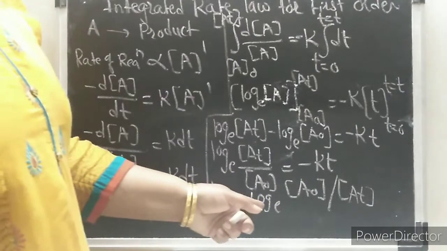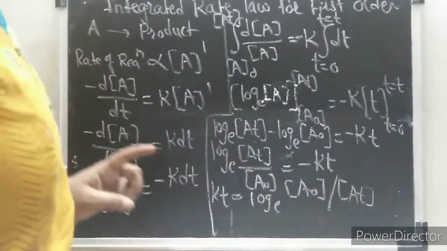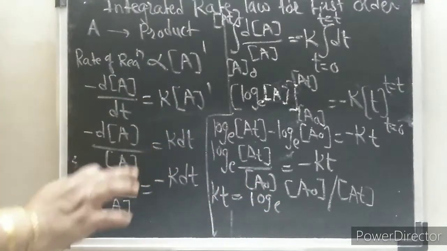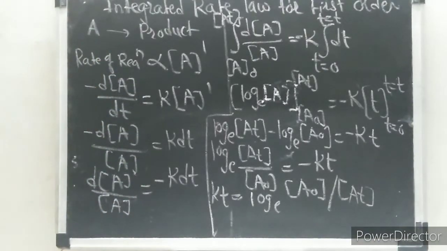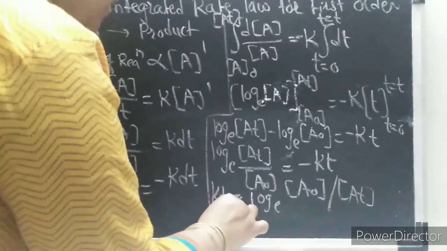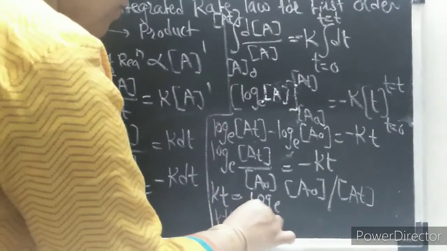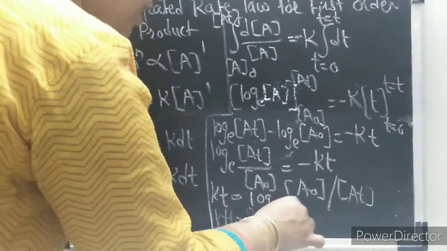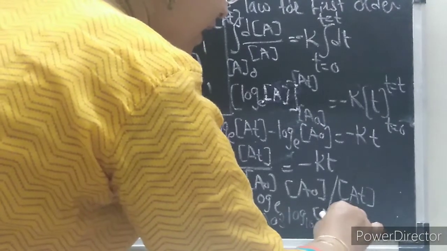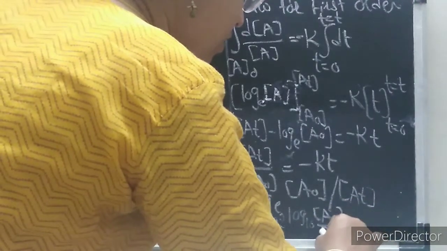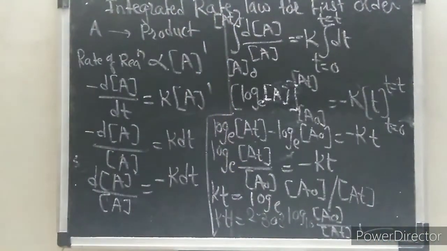Now see here, kt is equal to log to the base e A0 upon At. We will convert log to the base e to log to the base 10. How to convert? I'll write here only. So kt is equal to 2.303 log to the base 10 concentration of A0 upon concentration of At. So this is our final integrated rate law. kt is equal to 2.303 log to the base 10 A0 upon At.